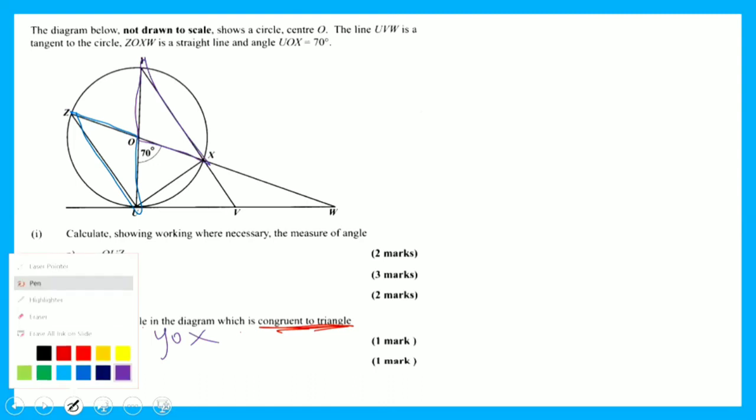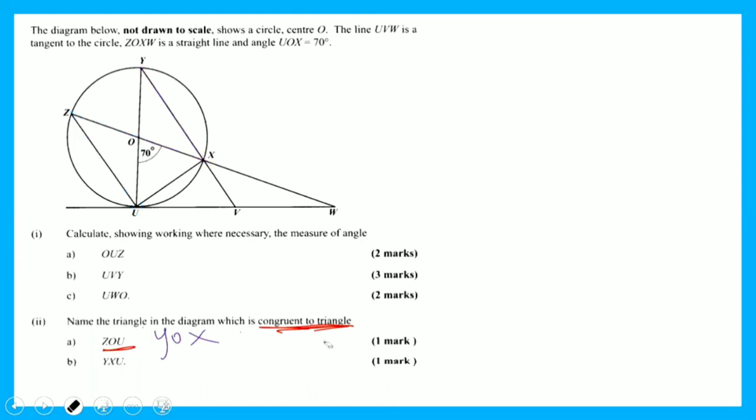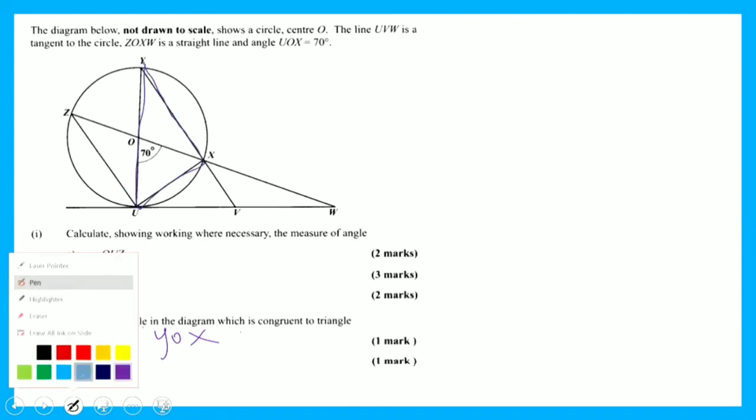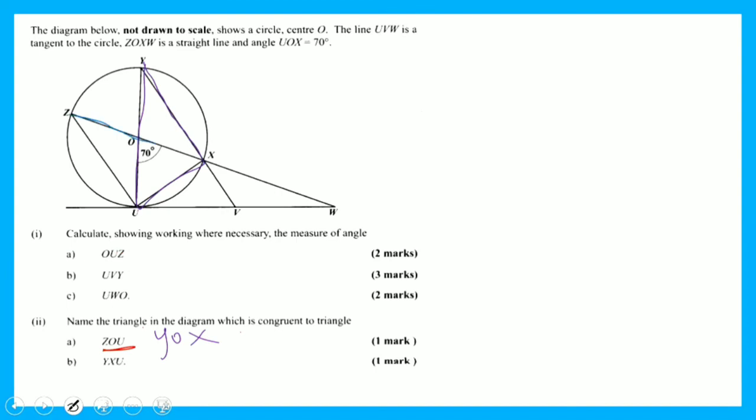Good. And you think that this is really ridiculous. Is this really what they're asking for? Yep. And the next one is YXU. YXU, this triangle. Which triangle is congruent to it? That's going to be this one, ZXU. That's it. And I think I'll stop here for today. I think you get the point.